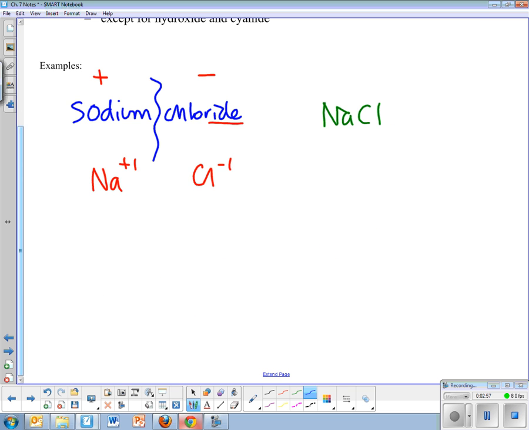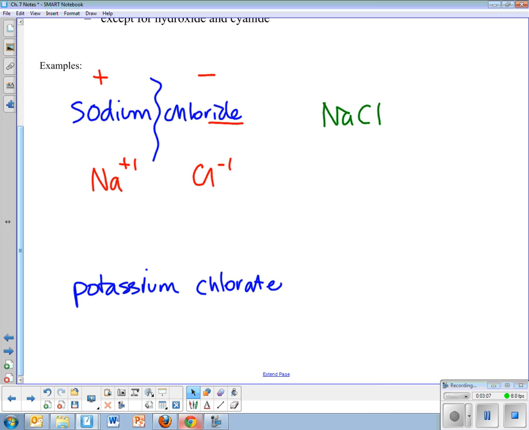Okay, let's do another one. Let's do potassium chlorate. Our positive in this case is potassium. Metal's going to be your cation. So we've got K, and its charge is +1. Chlorate doesn't end in "ide," so it's not chlorine. Chlorate is your polyatomic ion.